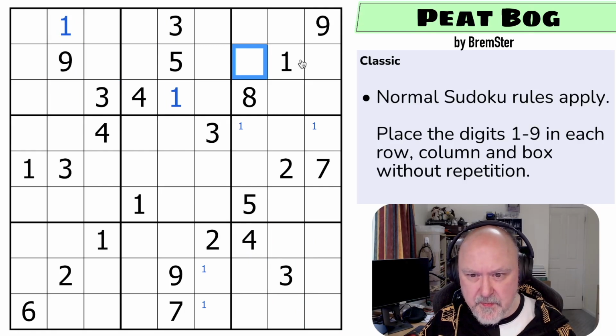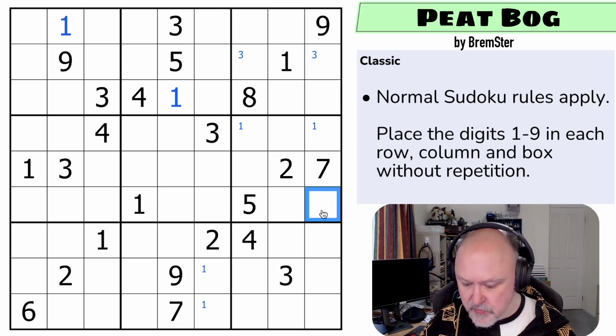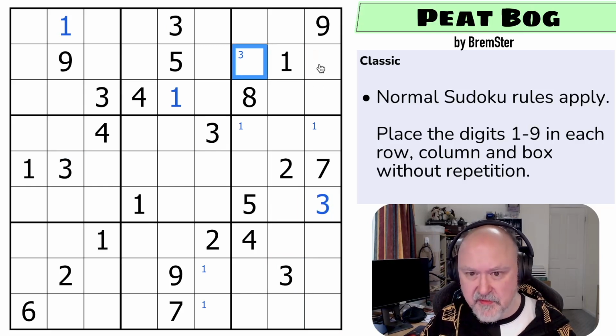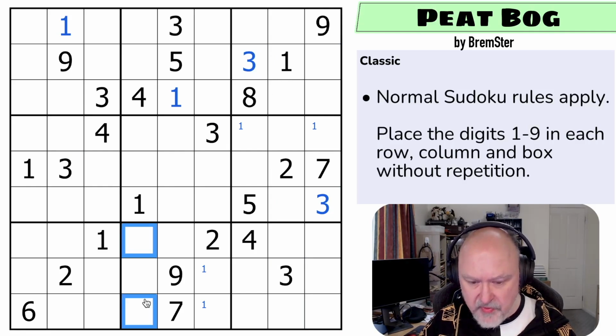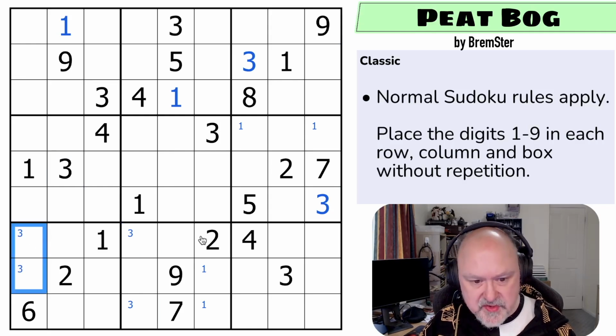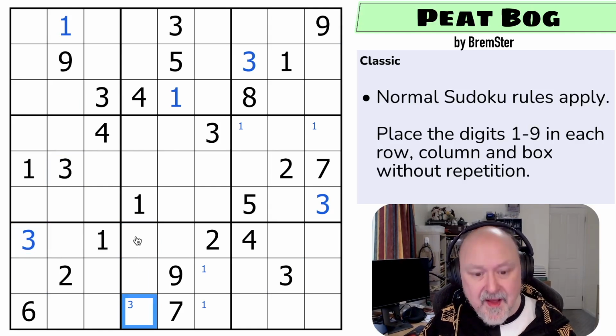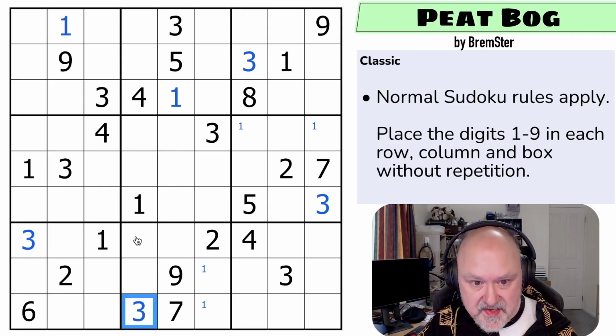3 and 3 means 3 is in one of those two. 3 and 3 means 3 would be in one of those two, but it can't also be there. So that's a 3, eliminating 3 from there. So that's a 3 by pencil marks. 3 is in one of those two, but this 3 says this isn't the 3, this is the 3, removing that 3. That's a 3, and that's all of the 3s done.